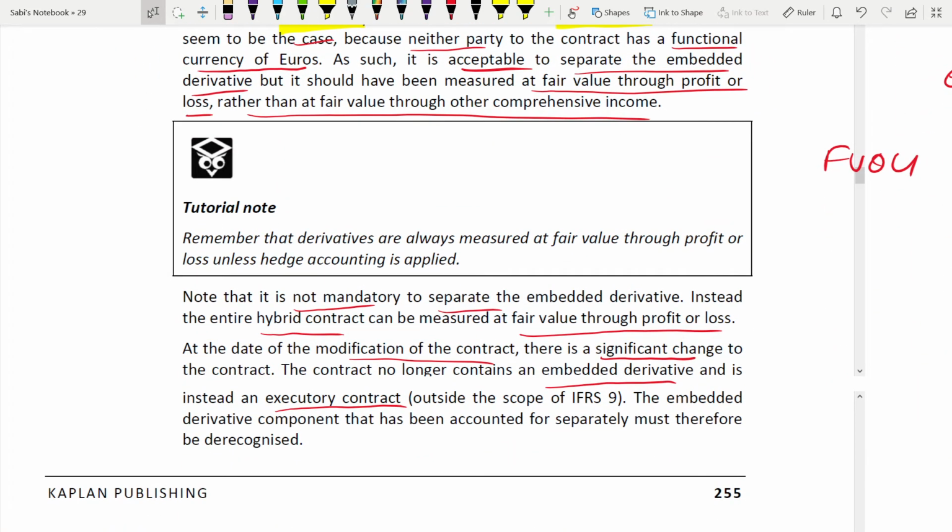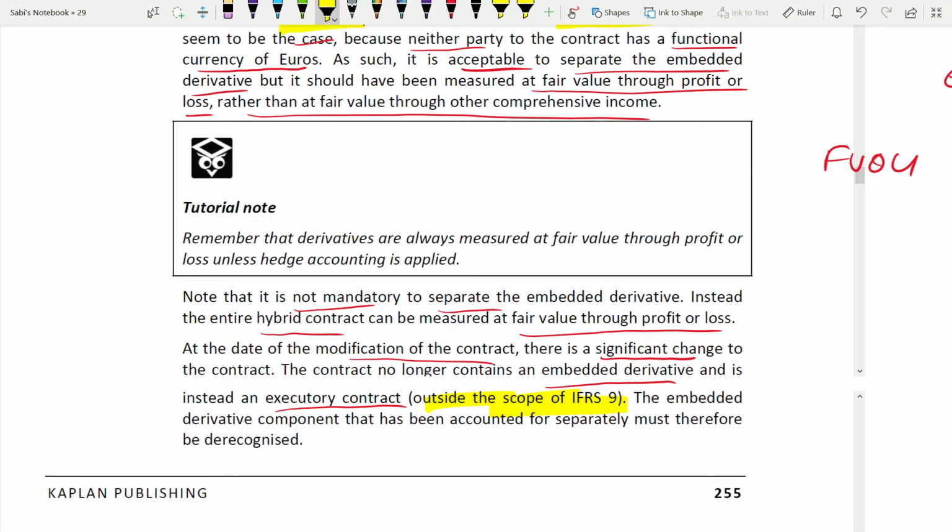We know executory contracts are outside the scope of IFRS 9. You should know this. You have to mention it also. Executory contracts are outside the scope of IFRS 9. So how are you going to measure this? You cannot measure it because it's outside the scope of IFRS 9. So forget about the executory contract.